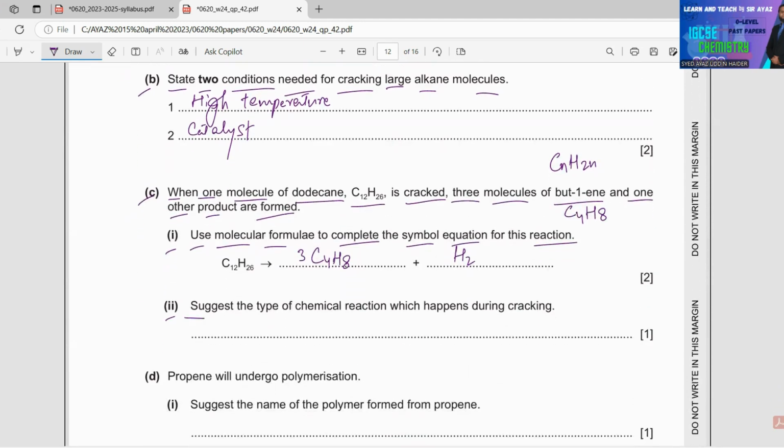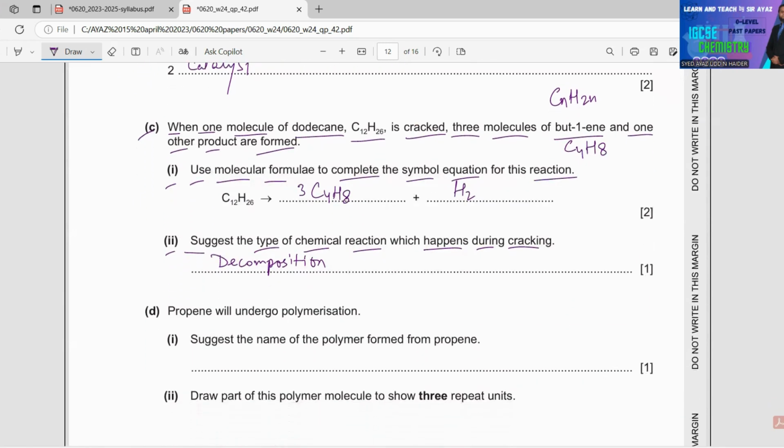Number 2, suggest the type of chemical reaction which happens during cracking. So it's thermal decomposition. It's decomposition. Cracking means decomposing the large molecule. So we have decomposition. You either have thermal cracking or catalytic cracking. Thermal, catalytic.